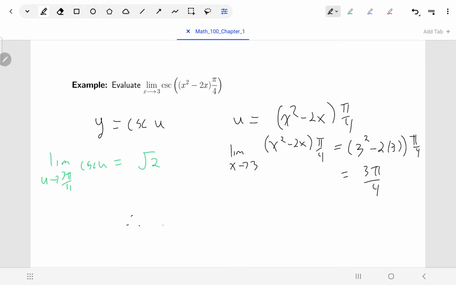So for my big conclusion, I can now say, well, for our limit as x goes to 3 of cosecant of (x squared minus 2x) times pi over 4, that limit is basically found by, again, direct substitution. When you put 3 in, the inside becomes 3 pi over 4, and cosecant of 3 pi over 4 becomes root 2.